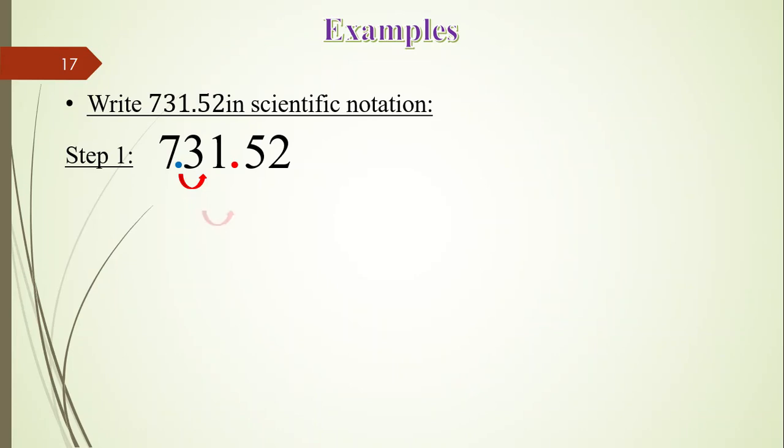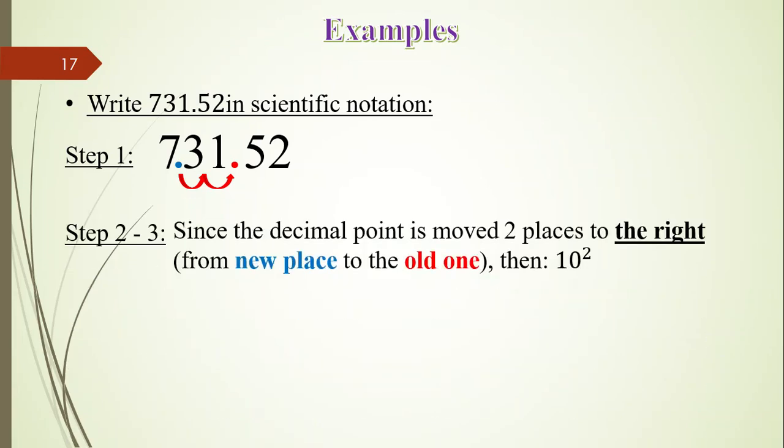So we have 1, 2 places. Since we are going to the right, the power of 10 will be positive. So since the decimal point is moved 2 places to the right, then 10 power 2. Finally, the number will be 7.3152 times 10 power 2.